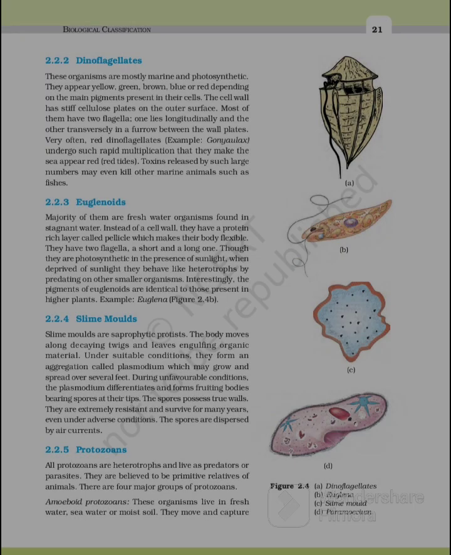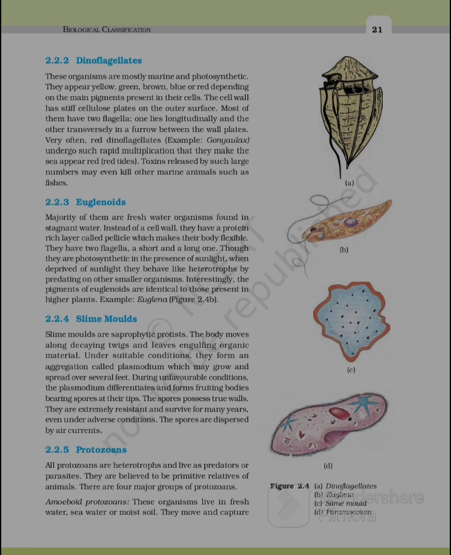Topic 2.2.2 Dinoflagellates. These organisms are mostly marine and photosynthetic. They appear yellow, green, brown, blue, or red depending on the main pigments present in their cells. The cell wall has stiff cellulose plates on the outer surface. Most of them have two flagella. One lies longitudinally and the other transversely in a furrow between the wall plates.